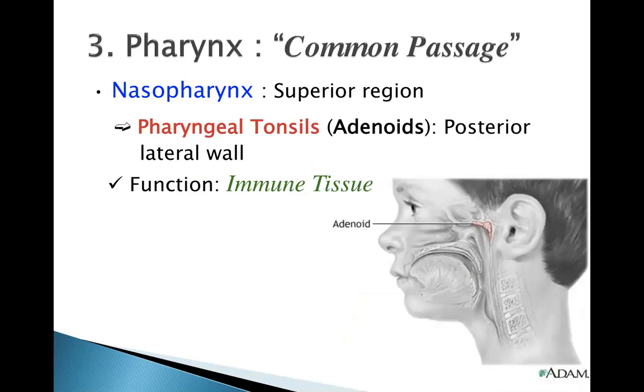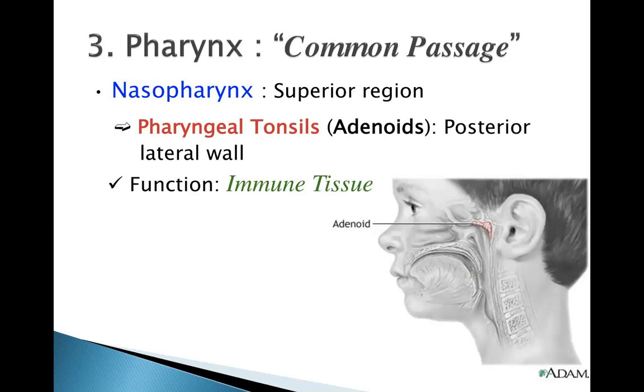All right, now we're going to move into the pharynx. Remember, the pharynx is this common passage that's divided into the nasopharynx, oropharynx, and laryngopharynx. The nasopharynx is the superior aspect of that pharynx above the soft palate. One structure that we didn't talk about yet are the pharyngeal tonsils. There's a tremendous amount of immune tissue associated with the entrance into our body.